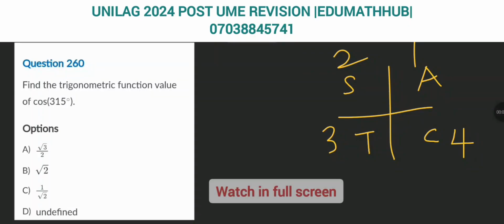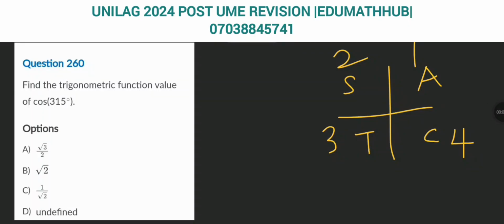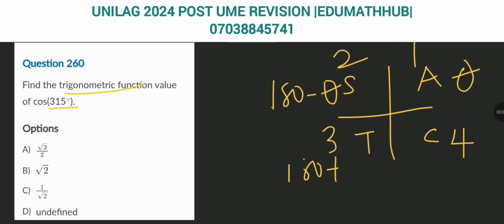So for this first question, we have to find the trigonometric function value of cos 315. All you have to do is remember your quadrants and the formula of each quadrant. The formula of the first quadrant is theta, second quadrant is 180 minus theta. Then for the third quadrant, the formula is 180 plus theta, while for the last quadrant, it is 360 minus theta.